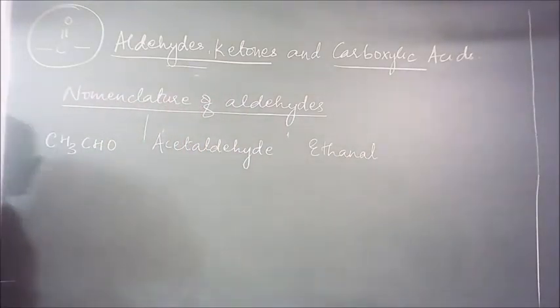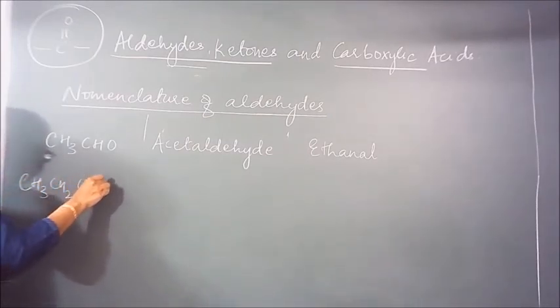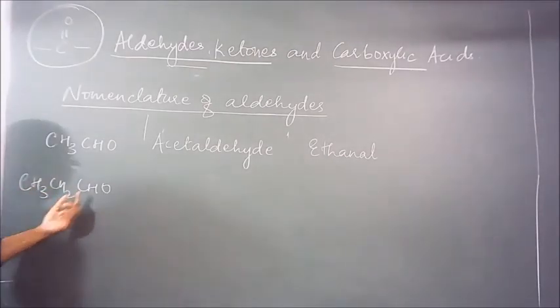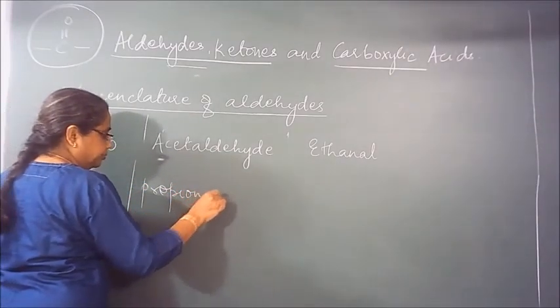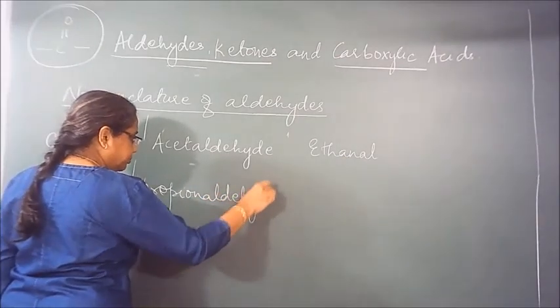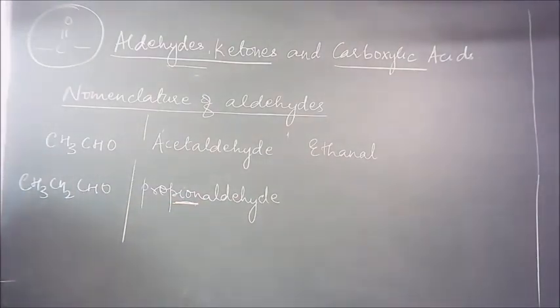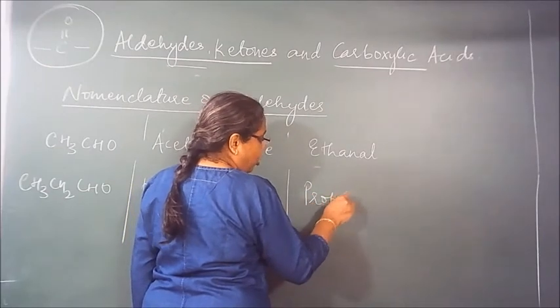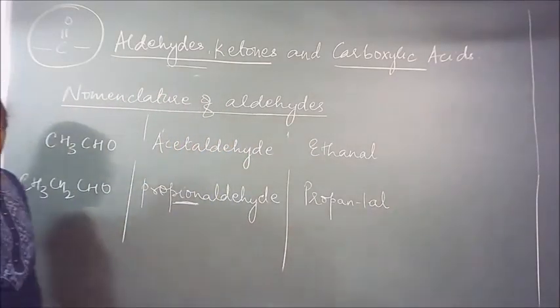Now we will talk about the next compound: CH3CH2CHO. How many carbon atoms? 3 carbon atoms. Common name: propionaldehyde. Please be sure, because the common acid is propionic acid, so it is propionaldehyde. Its IUPAC name is propanal or propane 1-al, one and the same.